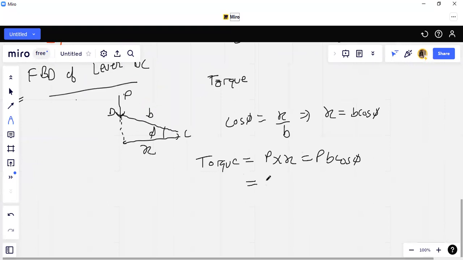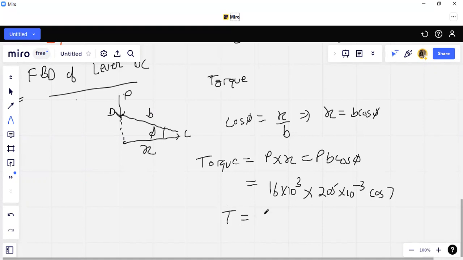So let me write the actual data. The value of p is 16 kilonewton. So 16 multiplied by 10 to the power 3, multiplied by b. The b value is 205, so 205, it is in mm. So we will convert this into meter, and cos 7.